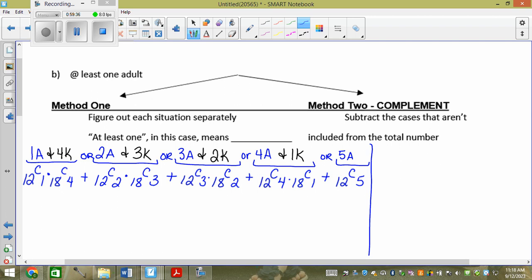Well, what I can do is I can actually do the complete opposite of at least 1 adult. I could do all the total different subcommittees I could make. The total number of different five people subcommittees. So I would do total, just like I did total ways of sitting. So I can do total. This is the other option I could do. So the total number of different five-person subcommittees.